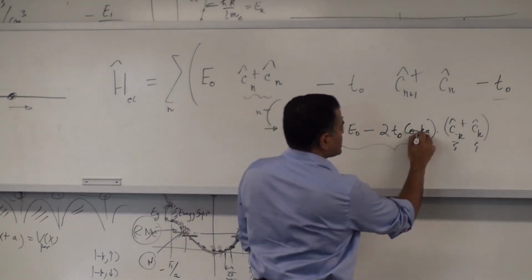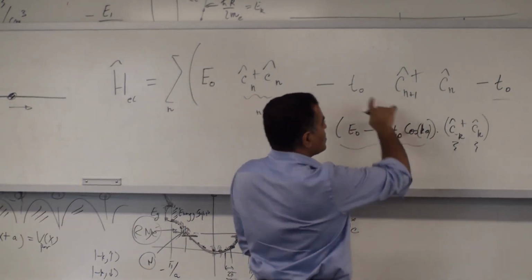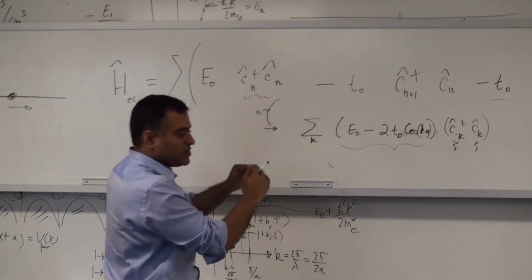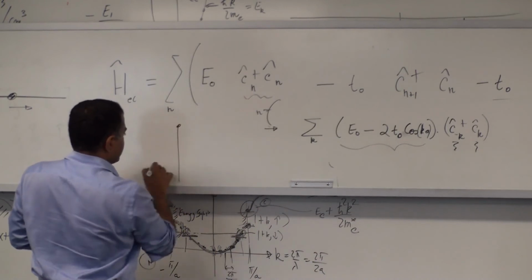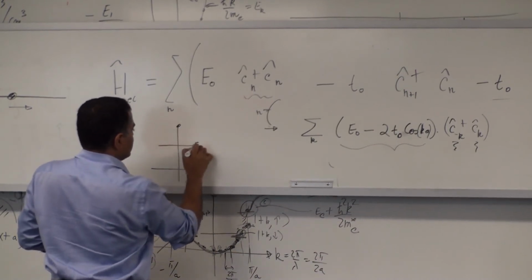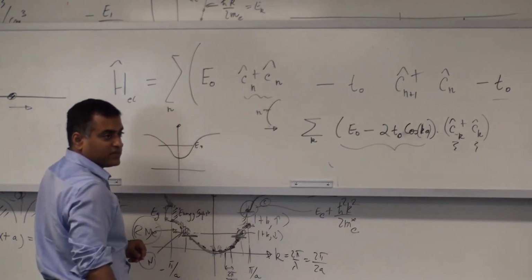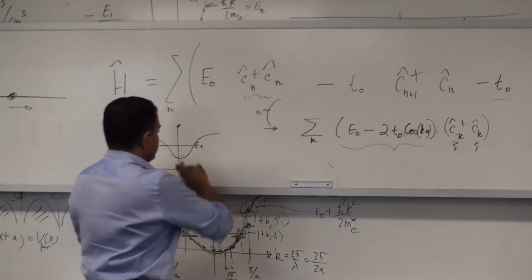2t0 cosine of Ka. Cosine, yeah. Because of the two nearest neighbors, you get a cosine factor, and the band will look like this. There'll be an E naught, and then it will look something like that. The band will bend, and you form the band because of that.